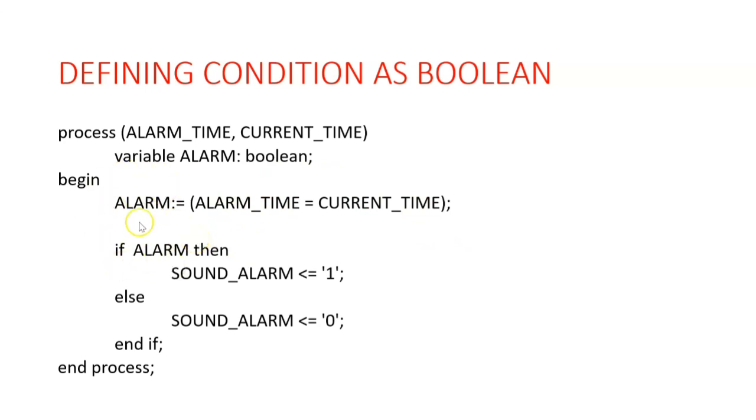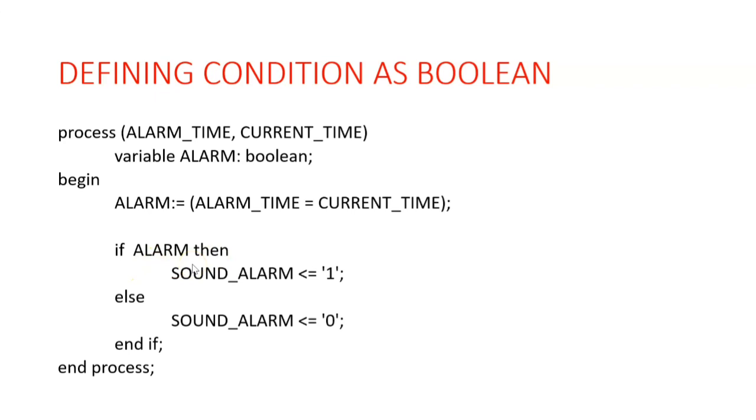Next, this if statement is working based on this variable, which is a Boolean variable. If alarm, then sound alarm takes the value 1, else sound alarm takes the value 0. End if, end process. What we have done here is define a variable as Boolean. The name of that variable is alarm, and based on this Boolean variable, your if statement is working. You are not actually defining any conditions inside the if statement. There is no condition here, you are just putting this Boolean variable.